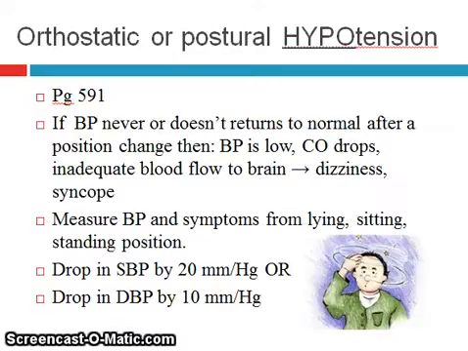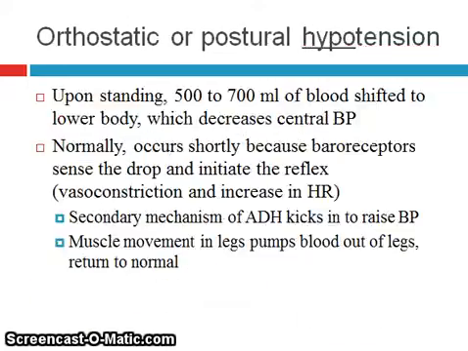You measure their blood pressure from different positions. You should start off by having the patient laying down, and then take it again when they sit up, and then take it again when they stand up. Now, if the blood pressure numbers change, specifically if they drop 20 millimeters of mercury for the top or systolic number, or by 10 for the diastolic number, then they could be diagnosed with orthostatic hypotension.